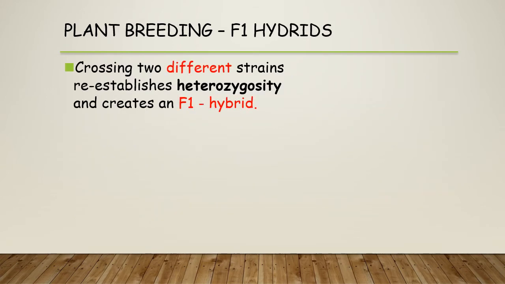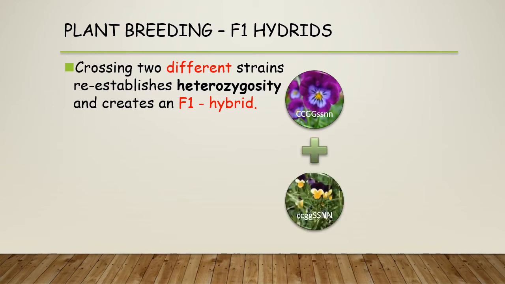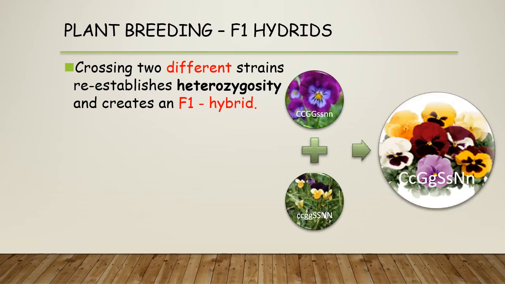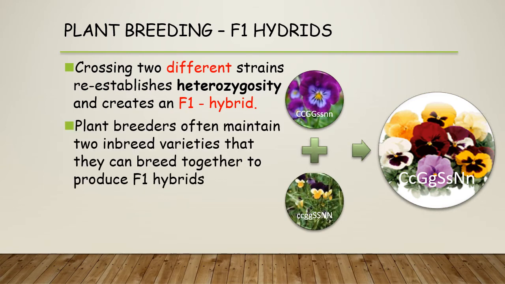An F1 hybrid comes about by crossing two different strains to re-establish the heterozygosity. So an example here with pansies: we've got one parent which is homozygous for 4 different traits, and we're going to cross it with another pansy, which again is homozygous for all 4 traits, but it is recessive where the other is dominant and dominant where the other is recessive. So we therefore get this F1 hybrid, which is heterozygous for all 4 of these characteristics.